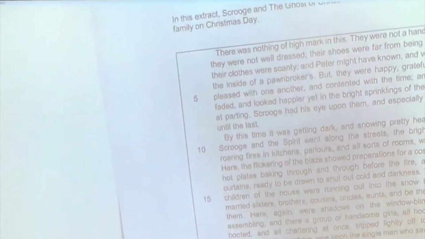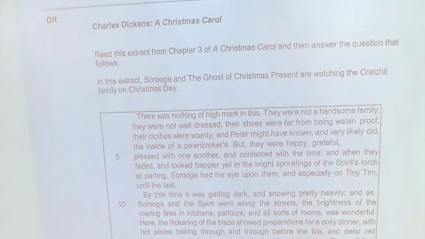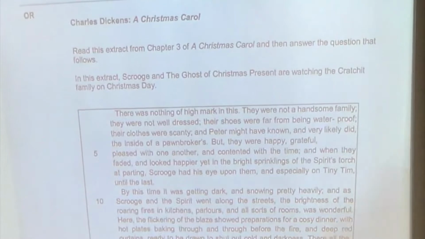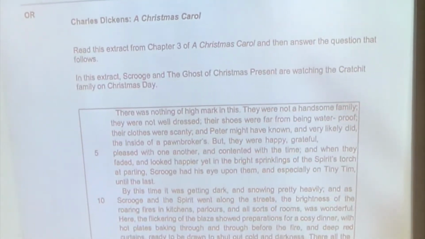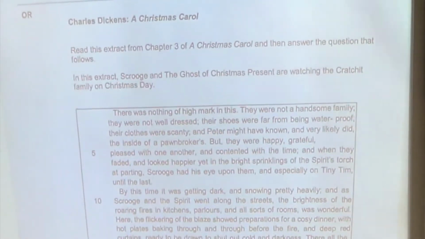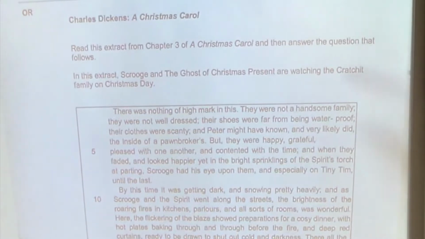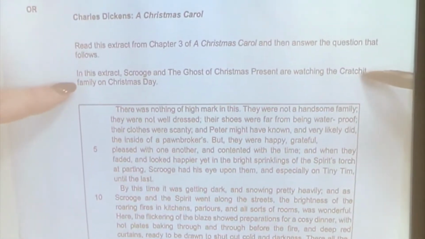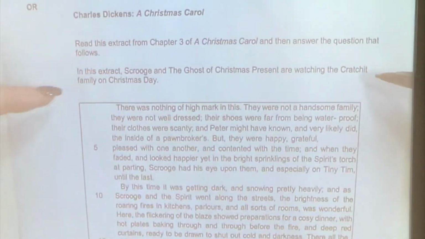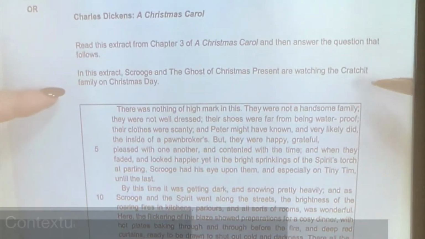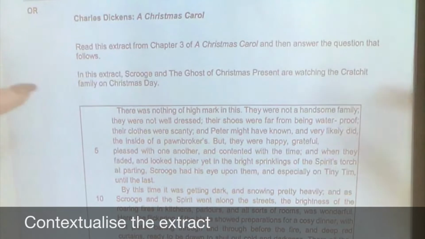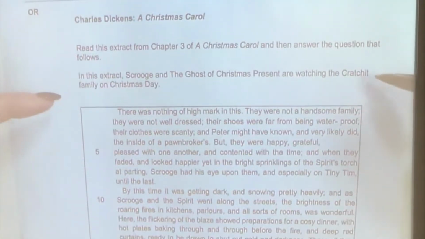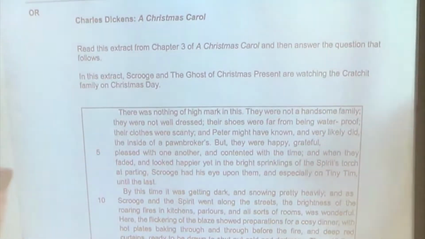So if I was approaching this question, I would read this bit first. Read this extract from Chapter 3 of A Christmas Carol, and then answer the question that follows. Really importantly here, in this extract, Scrooge and the ghost of Christmas Present are watching the Cratchit family on Christmas Day. Really important to contextualise that extract there, so you understand where it is that the information is coming from.